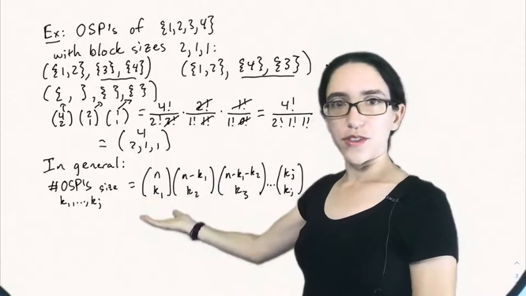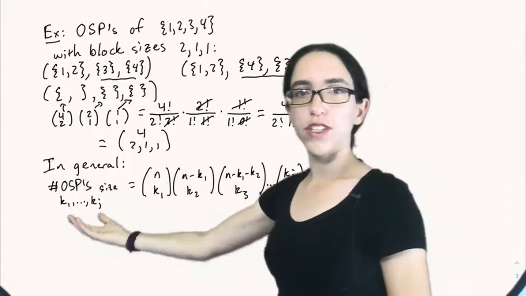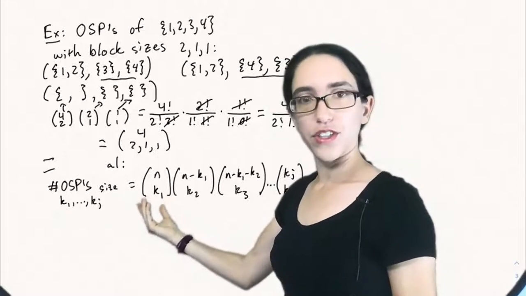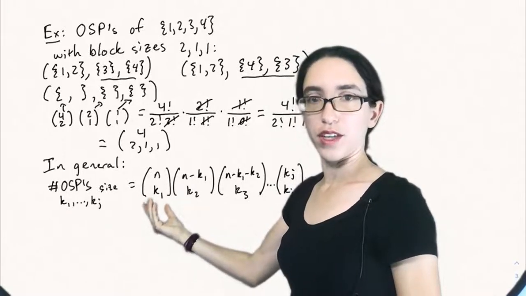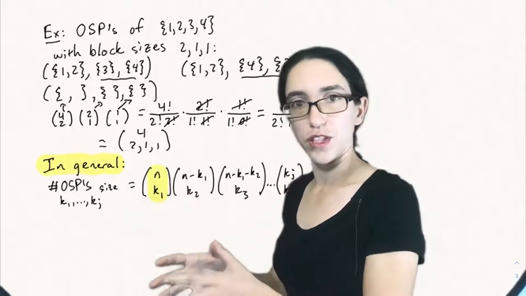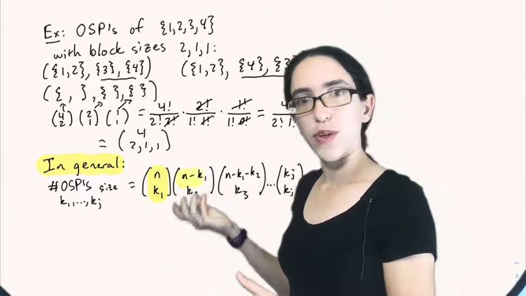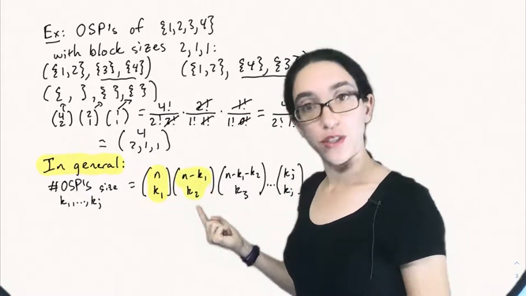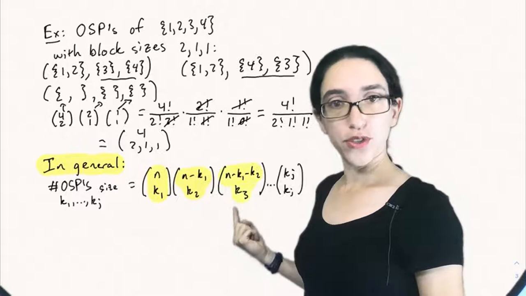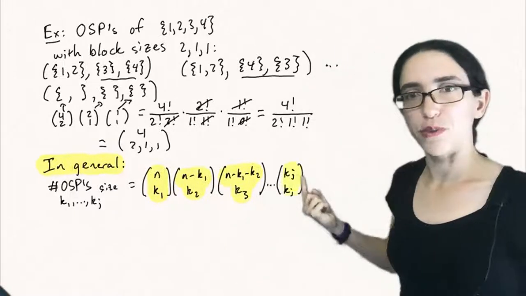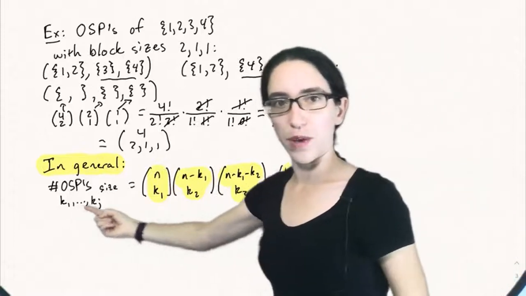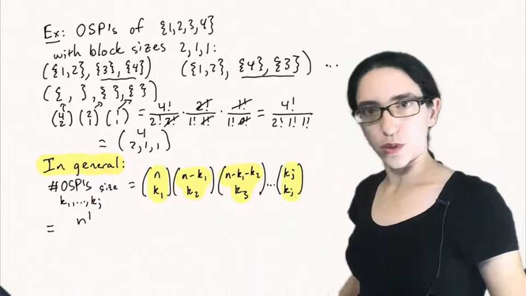So in general, let's look at how this argument works. The number of ordered set partitions of sizes k1 through kj, you can count it by saying, well, there's n choose k1 ways of choosing from all n elements to put k1 in the first block. And then for the second block, we only have n minus k1 elements left, and we choose k2 of them. And then we have n minus k1 minus k2 elements remaining, and we choose k3 of them, and so on, until you're left with only kj elements left, and you choose all kj of them, because we're assuming k1 plus k2 up to kj equals n, so this all works out.